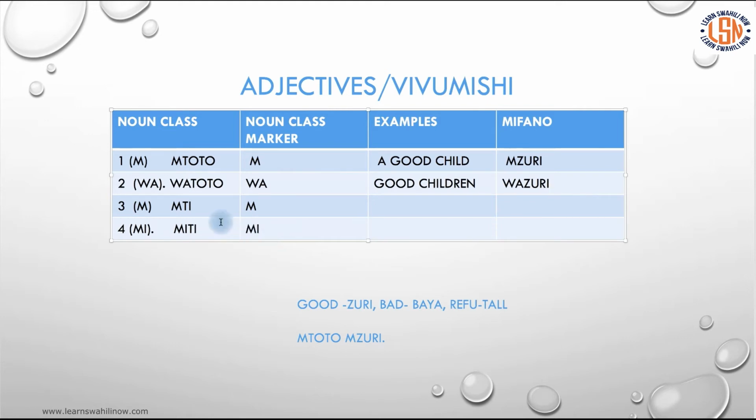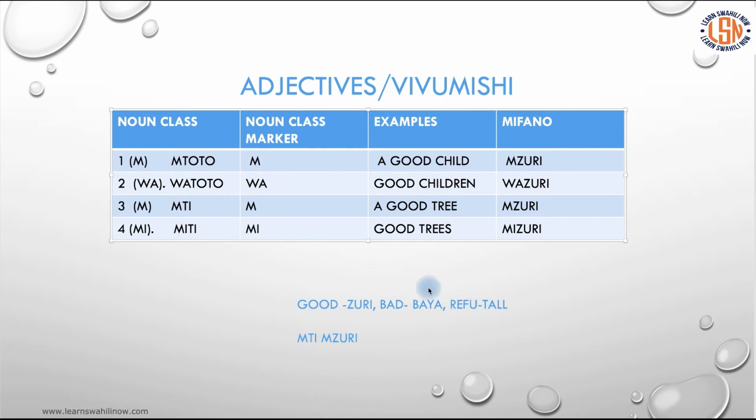Okay, so how about mti? If I want to say a good tree, I will come here and take zuri and affix my noun class marker here, M, and there I go. So it would be something like mti mzuri. How about many good trees? So good trees, well, just say miti mizuri. Okay, does that make any sense?